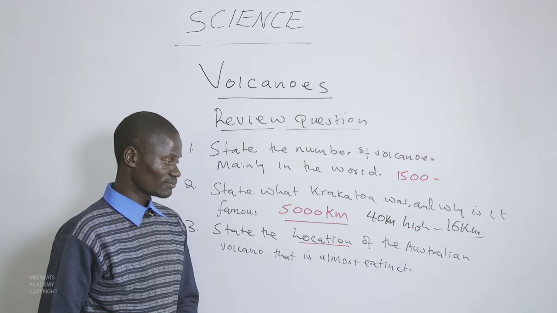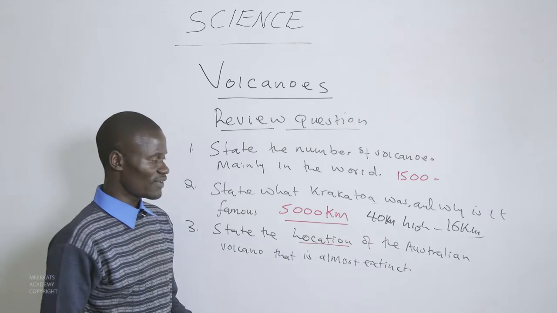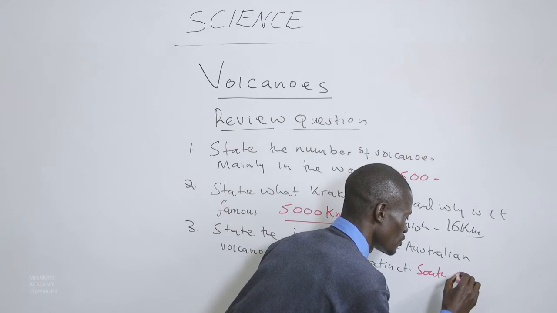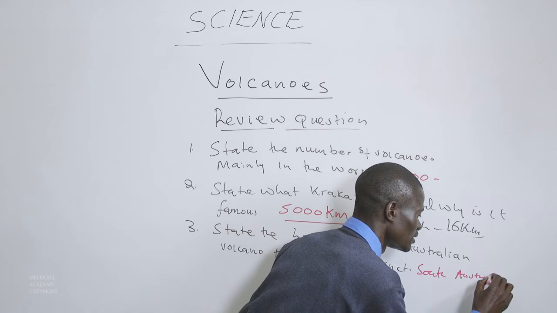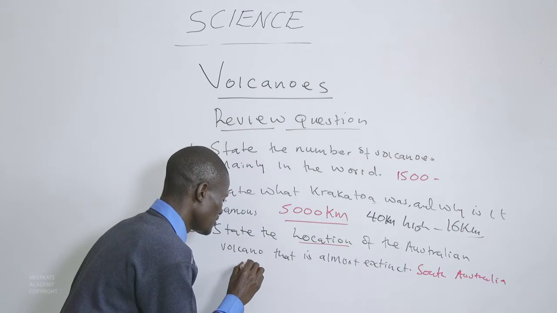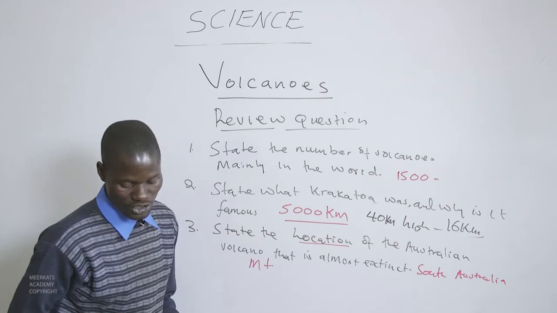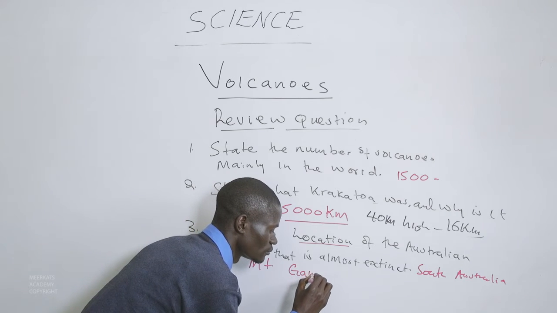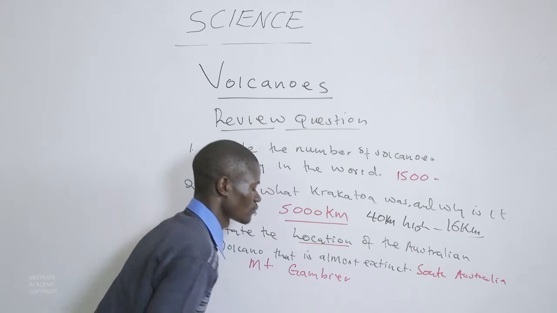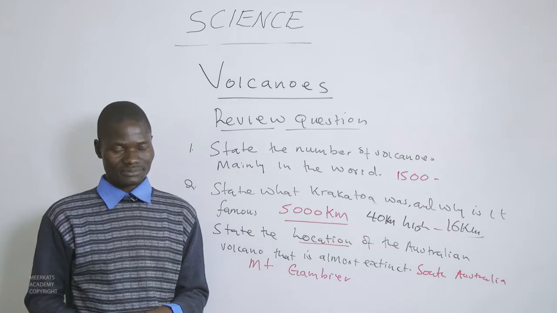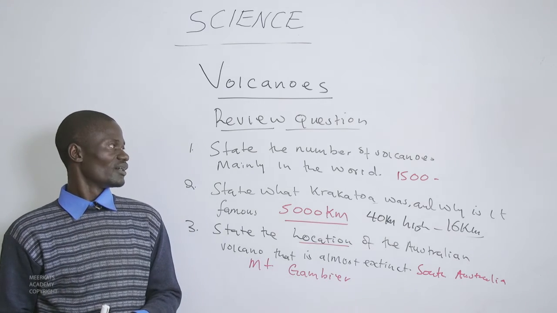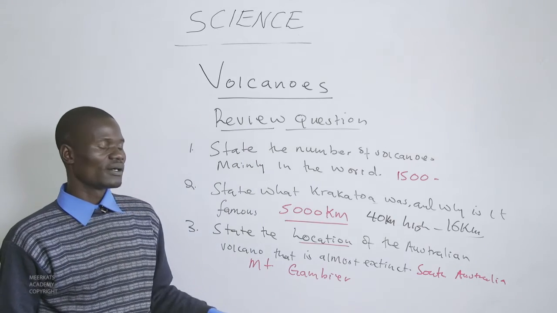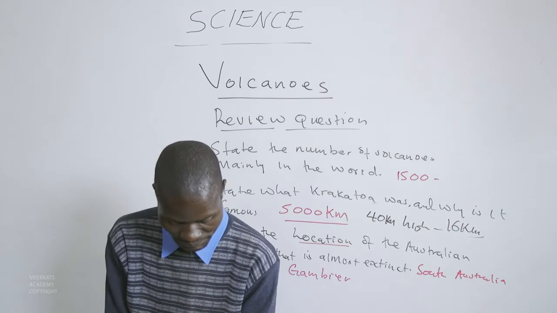If it's identified, we go to the southern parts of Australia. That is the location. The volcano itself is known as Mount Gambier. That is the area where it is found. It's found in South Australia and is known as Mount Gambier.